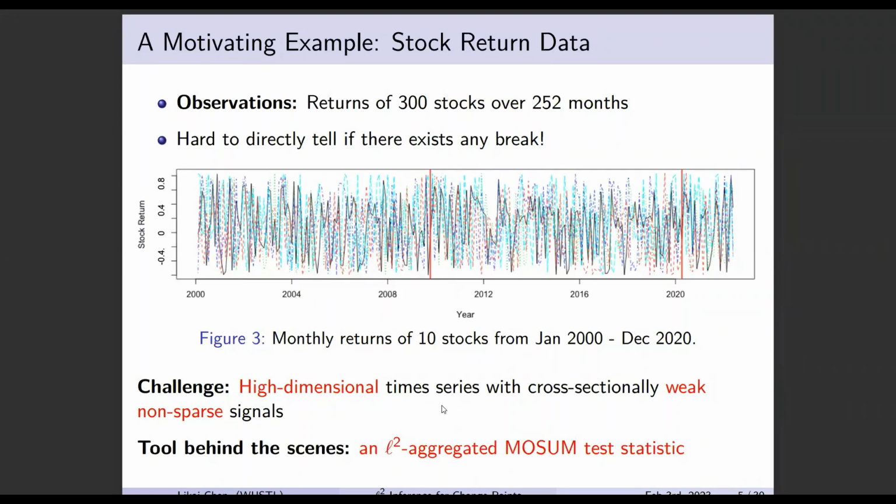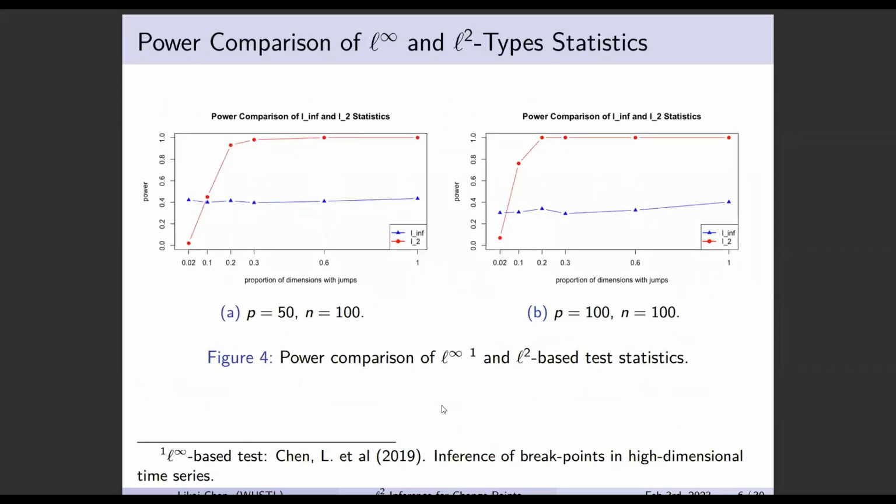To get around this issue, we would like to propose an L2 aggregated moving sum test statistic. Why do we consider the L2 aggregated moving sum test statistic? Here is a picture to illustrate the idea. Previously, there was an L infinity based test statistic. Here we consider an L2 type statistic.